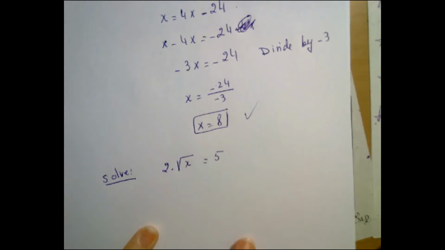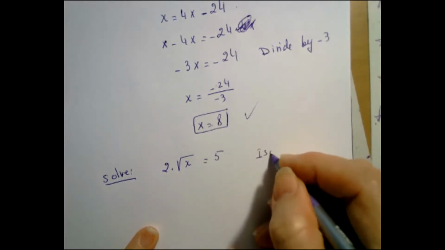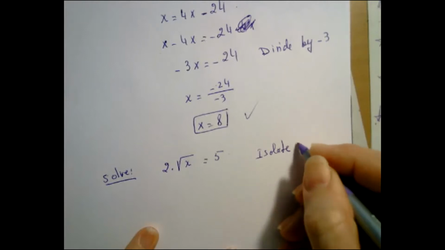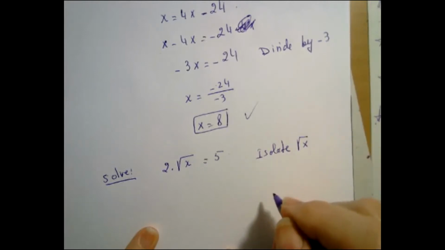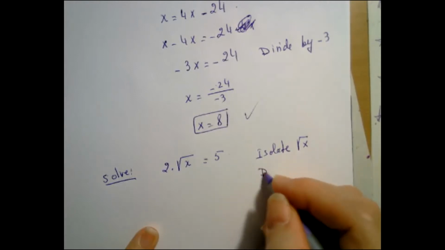Square x to get it by itself. Repeat. Would you want to square x to get rid of the square root? Not yet. What do you think will be the better problem? I think divide by 2. Right, exactly. We want to isolate the square root of x first to make the problem simple for us. To do that, divide by 2.